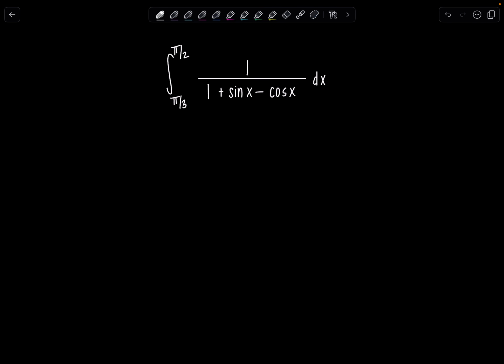And that substitution is where you let t equal tangent of x over 2. And yes, I know there is no tangent in this integral, but that doesn't matter. We can still use this substitution.